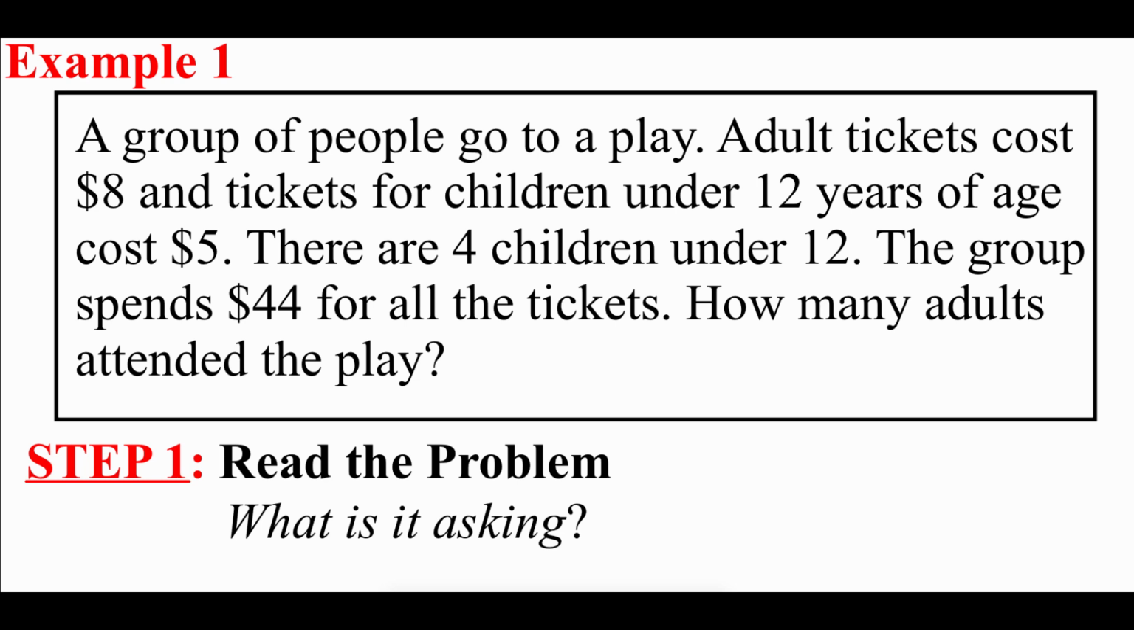So step number one is making sure that we read through the problem carefully and that we're able to identify what it's asking us for. Usually what it's asking for is going to come from that very last sentence in the word problem. So we're looking at how many adults attended the play. That's what we're trying to figure out.